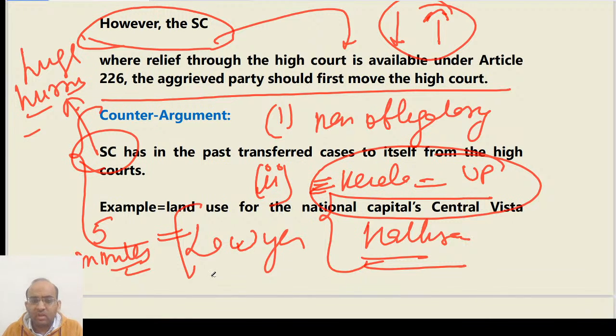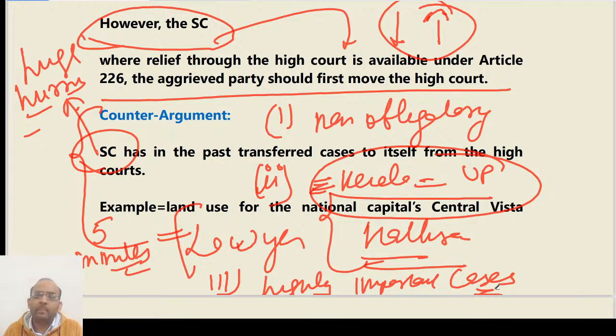Third, highly important cases it is not taking up. Highly important cases.